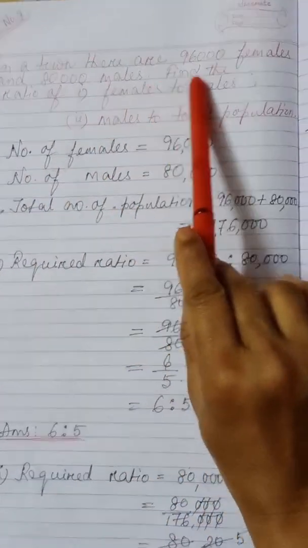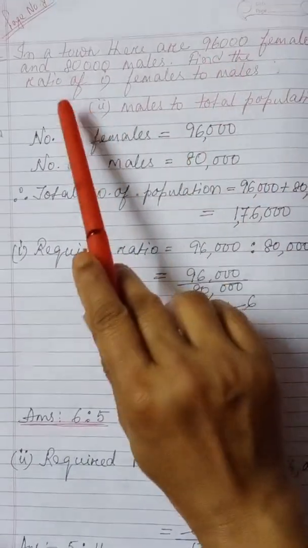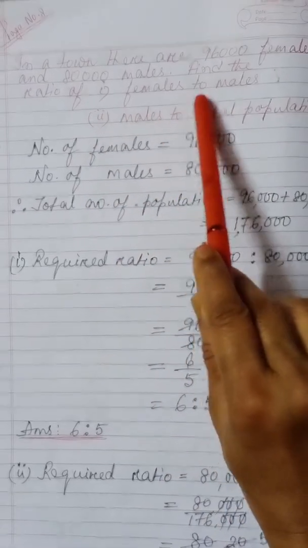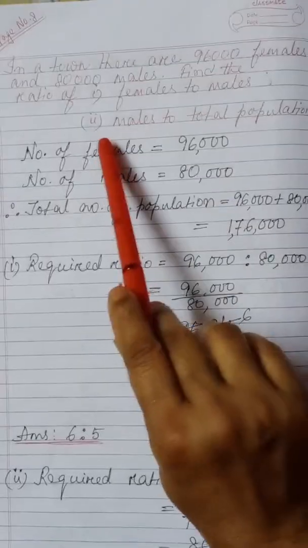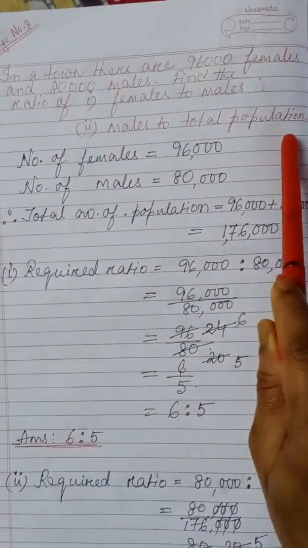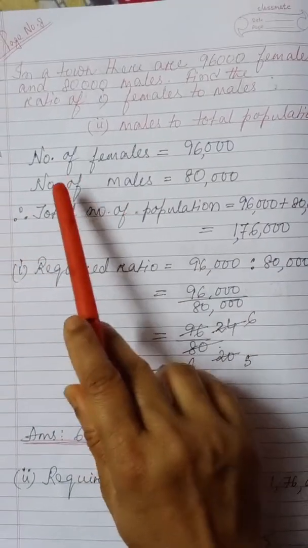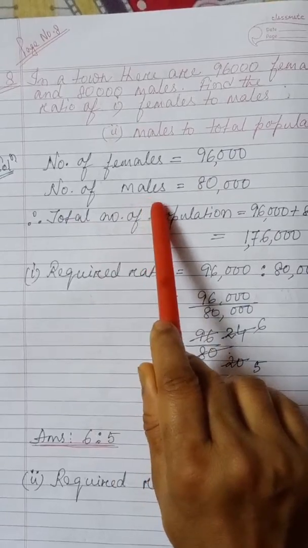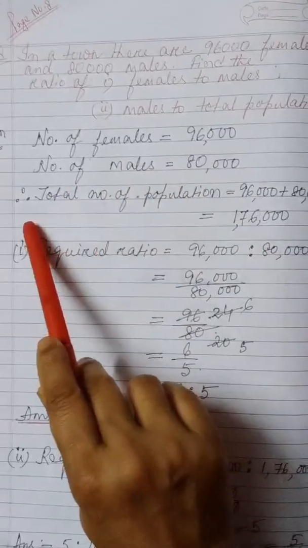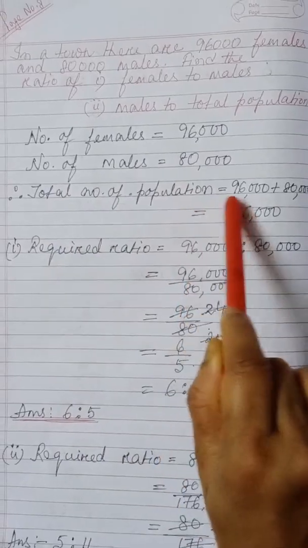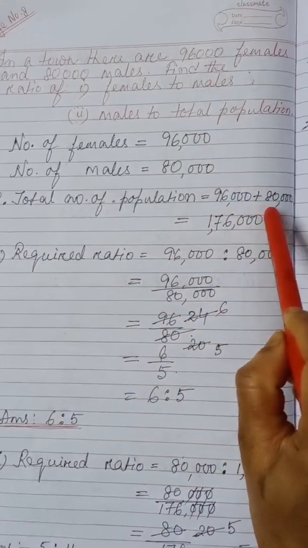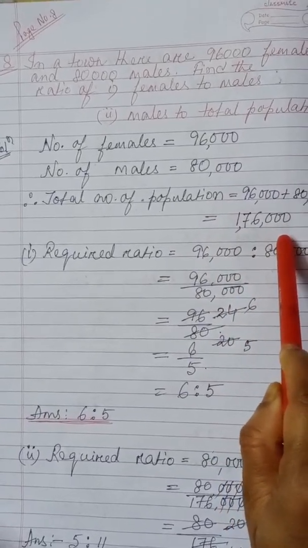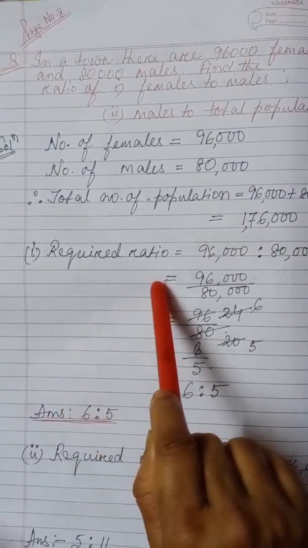Example 8. In a town, there are 96,000 females and 80,000 males. Find the ratio of number 1, females to males, and number 2, males to total population. Solution. Number of females is equal to 96,000. Number of males is equal to 80,000. Therefore, total number of population is equal to 96,000 plus 80,000 is equal to 1,76,000.